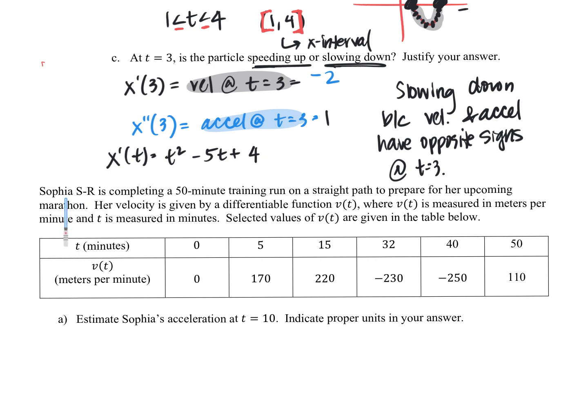I just gave a little Sophia Sabo Ramsey a little shout out here. 50-minute training run to prepare for an upcoming marathon. And then this is, again, important. Her velocity is given. I think it's important to note that. Her velocity is given. Some info about it, right? Just her velocity at certain moments in time. Estimate her acceleration when t is 10.